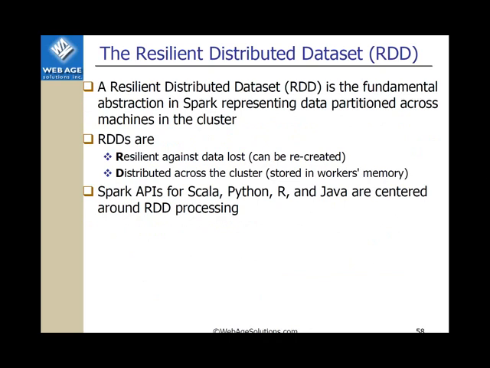At the centerpiece of Spark, we've got RDD. It's a resilient distributed dataset, or RDD, which is essentially a way to recreate your dataset from scratch if you lose it.